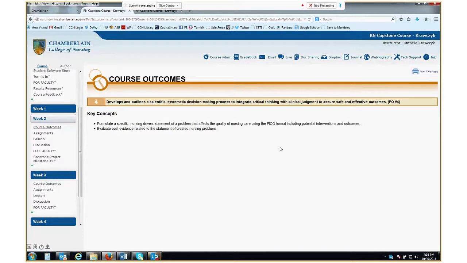This week we are going to look at the course outcome of develops and outlines a scientific, systematic decision-making process to integrate critical thinking with clinical judgment to assure safe and effective outcomes.